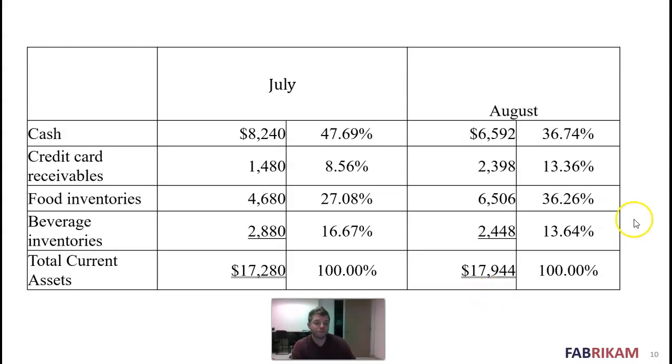So food inventories. Food inventory is not a fantastic thing to be having a lot of because they are perishable. They don't last for long. If we have 36% of all of our current assets tied up in food, that is money that we can't spend to do other things with or to classify as income. Also, this might result in a lot more wastage than this one did.